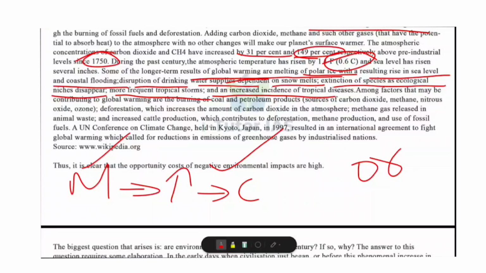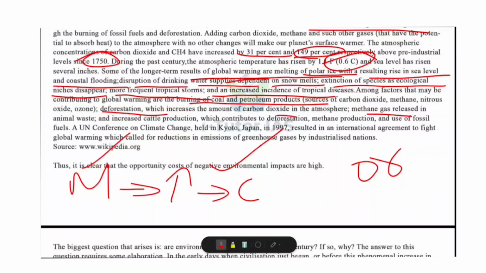So the causes include burning of fossil fuels like coal and petroleum. What are the causes? Burning of coal and petroleum products. Then deforestation, which increases carbon dioxide in the atmosphere. Then methane from animals, or methane gas from animal waste and livestock. Then also expansion of cattle production.